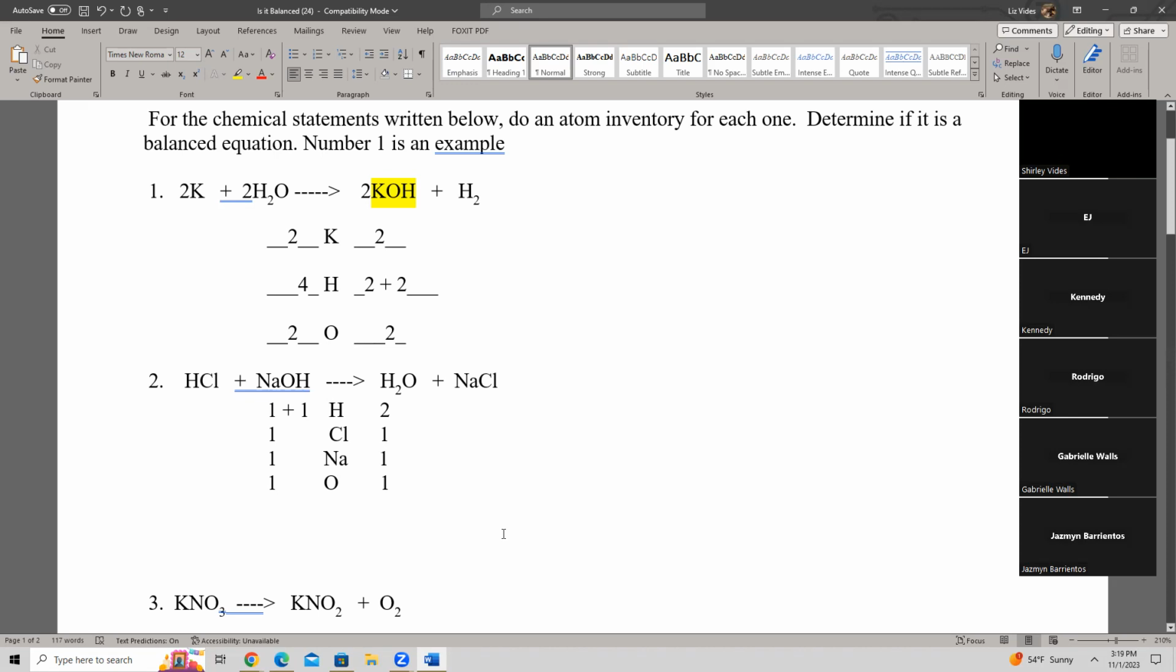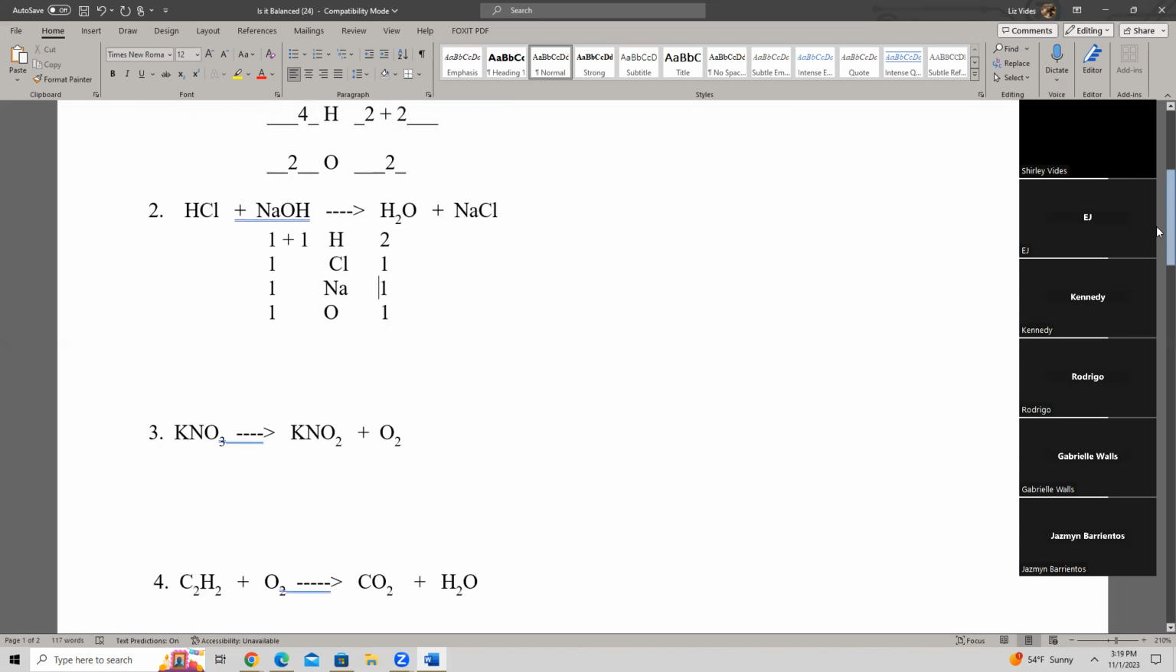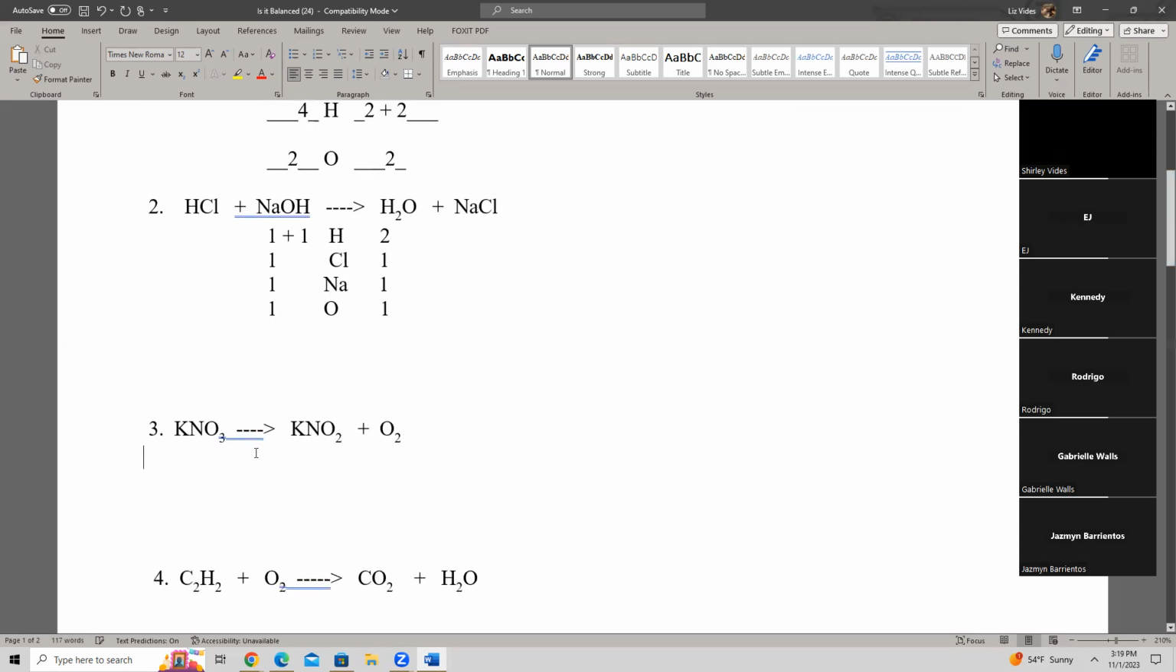So there you go. That is a balanced equation. We didn't have to touch it. Sometimes, like I said, they come that way. Now let's do this next one. Going to do the same thing. Do the potassiums in the middle.